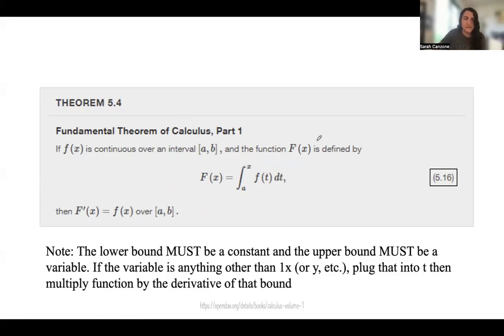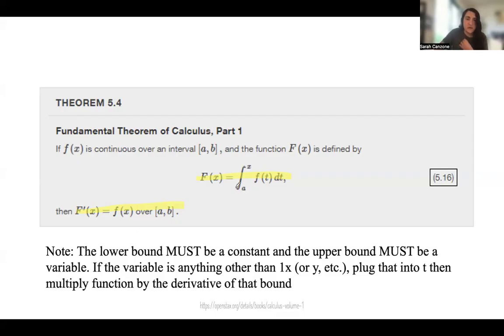Again, this is very, very important. If f of x is continuous, and capital F, we remember, is the antiderivative, is defined as capital F of x equals the integral from a to x of f of t dt, then capital F prime of x equals f of x over a to b. This is what the first part of the fundamental theorem of calculus tells us.